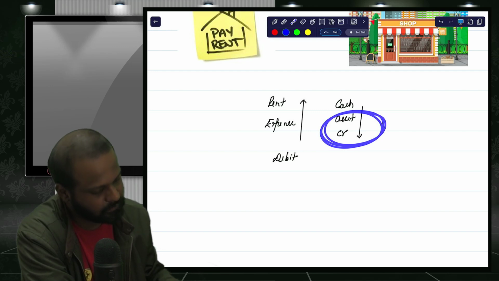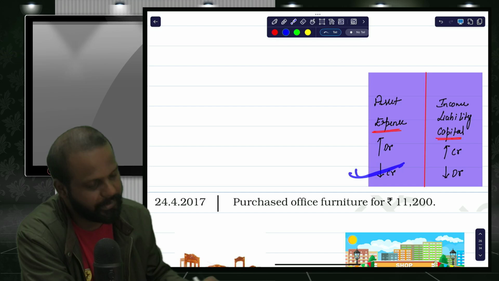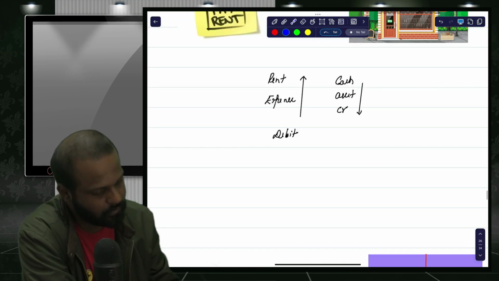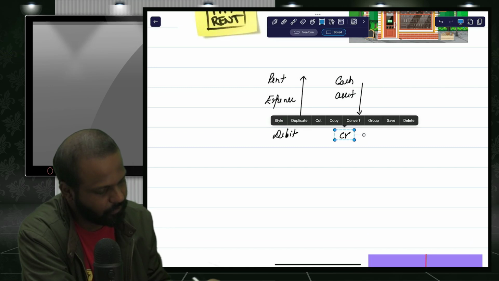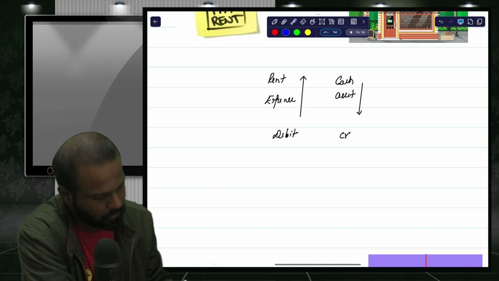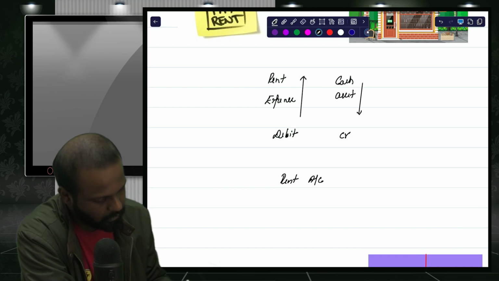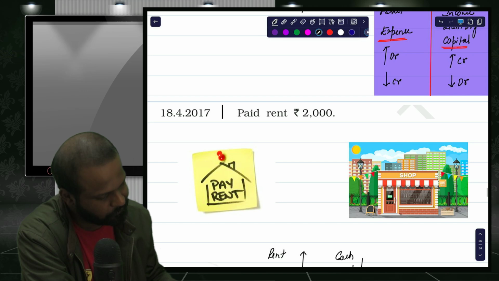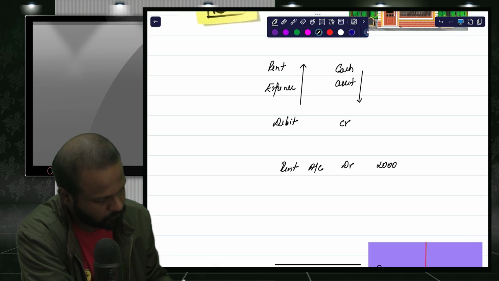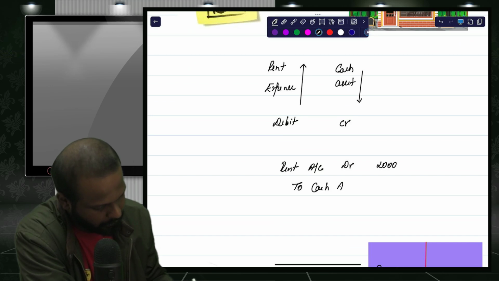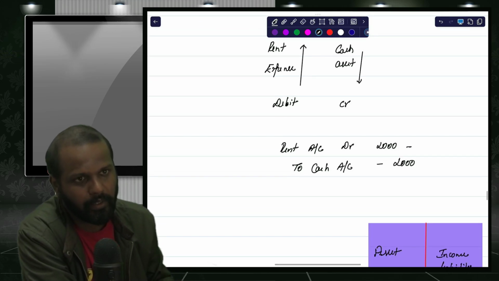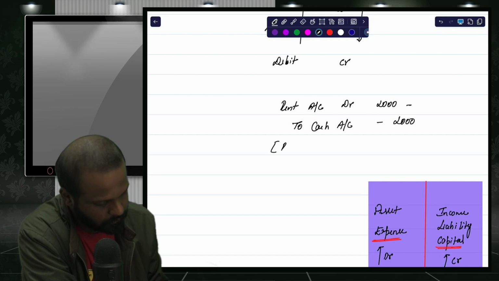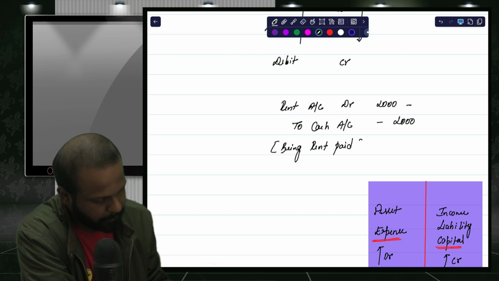Asset decreases, we do credit. So debit will be rent. So rent account debit 2,000 to cash account 2,000. Rent account debit to cash account 2,000. Being rent paid.